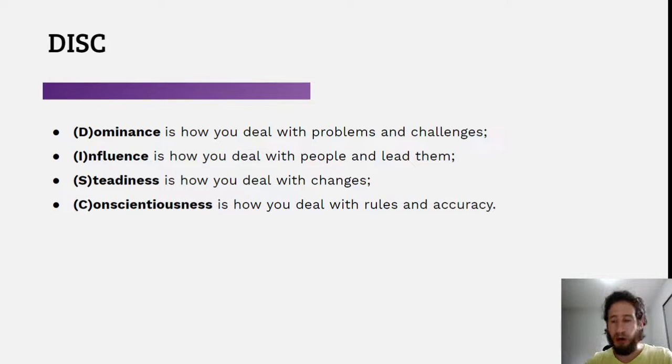And C is for conscientiousness. It regards what is correct. So a person very high in C will abide by rules way more than a person with lower C. A person lower in C will tend to be a person that likes to break the rules.